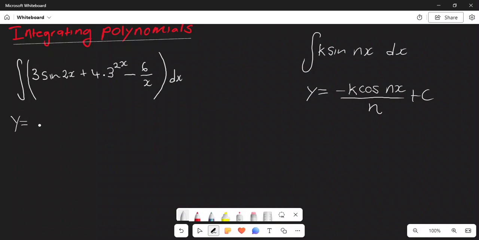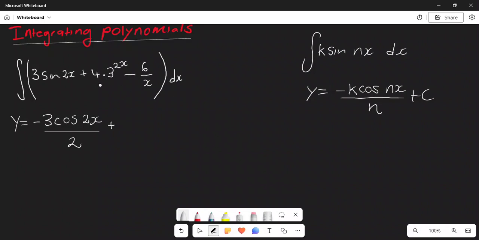When we do this one, we just put this negative here. The k here is actually 3, and then it's going to be cos 2x divided by the 2 here. Remember, the 2 is actually the n. Then we move to the next term.